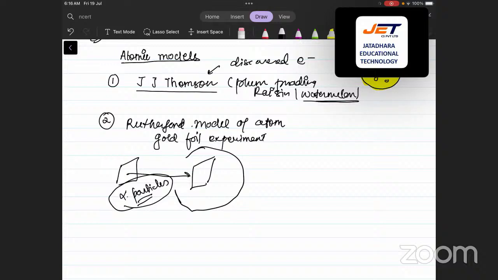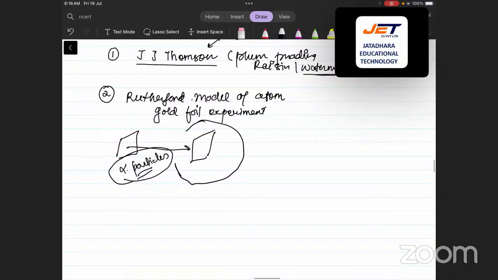What are alpha particles in the gold foil experiment? So when he conducted the gold foil experiment, which we have discussed in detail, like what were the observations, and depending on the observations, he made certain conclusions. So now what were those conclusions?